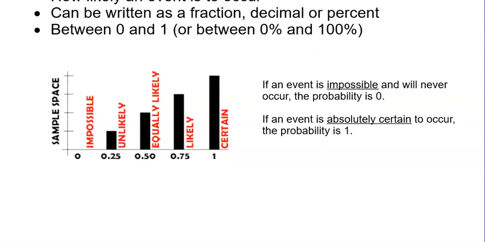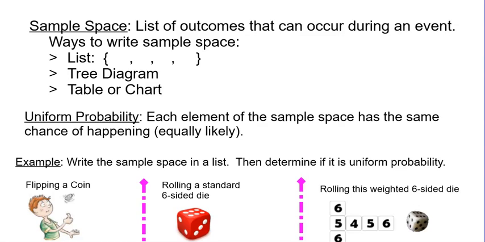If there's no chance of it happening, impossible, the probability is 0. If it's going to happen for sure, the probability is 1. And then everything in between: unlikely, equally likely, and likely. Now, these aren't the only numbers. Obviously, if you had a 0.44, that's closer to unlikely. It's all kind of a sliding scale, where it is on the chart. But those are the benchmark numbers we use.